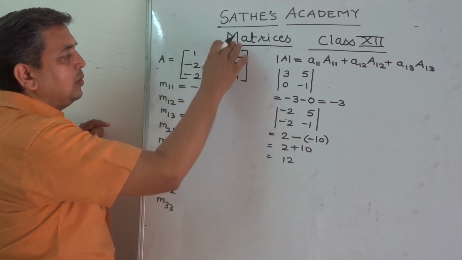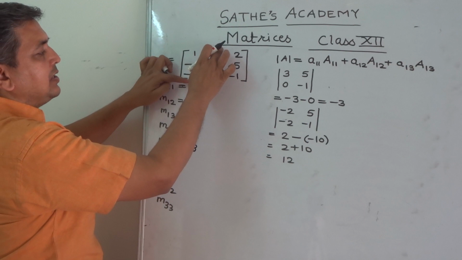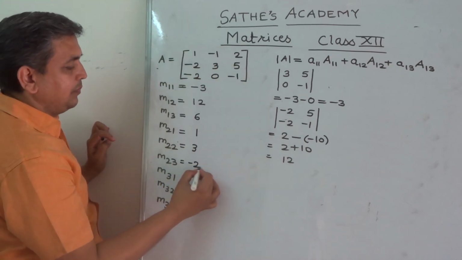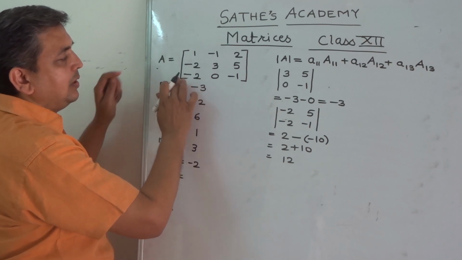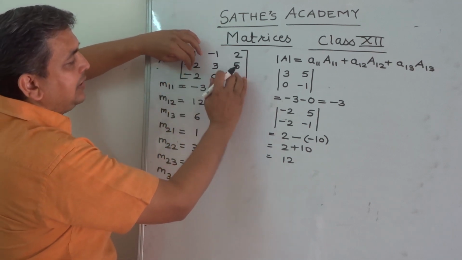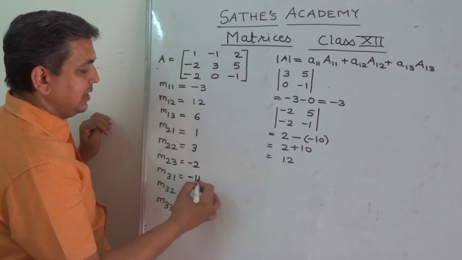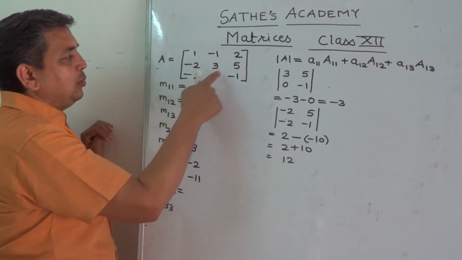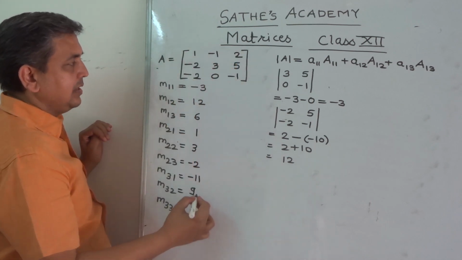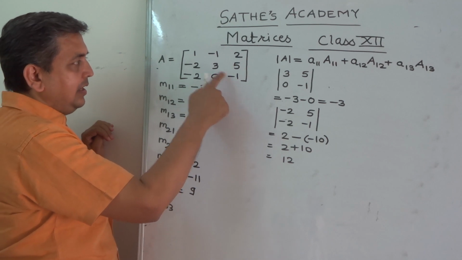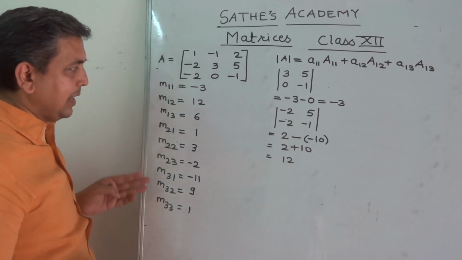M23, second row, third column is omitted, this is 0. Minus 2 is minus 2. M31, third row, first column is omitted and we get minus 5, minus 6 is minus 11. M32 is 5, minus of minus 4 is plus 4, that is 9. And M33, 3 minus 2, that is 1. So we get all the minors.